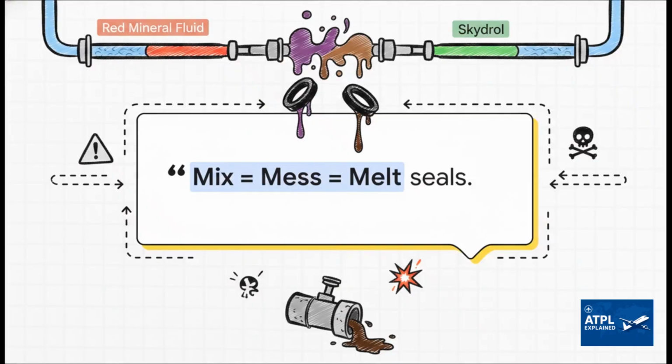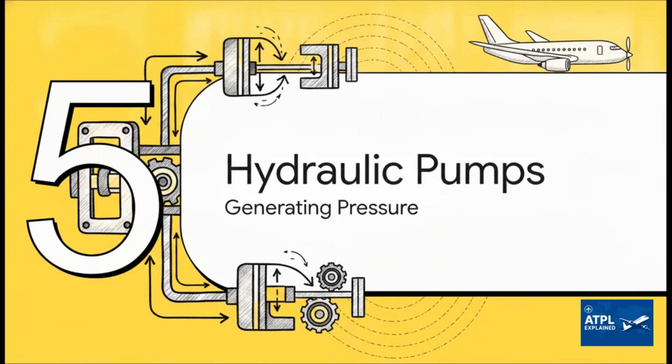What actually happens if you mix them? Well, remember this specific mnemonic for your exam. Mix equals mess equals melt seals. These fluids have completely different chemical makeups and require entirely different types of rubber seals. So topping off a synthetic Skydrol system with red mineral fluid will literally melt the seals and lead to a catastrophic total system failure. Just don't do it. Let's move to part 5, hydraulic pumps and components, and see how we actually generate pressure.